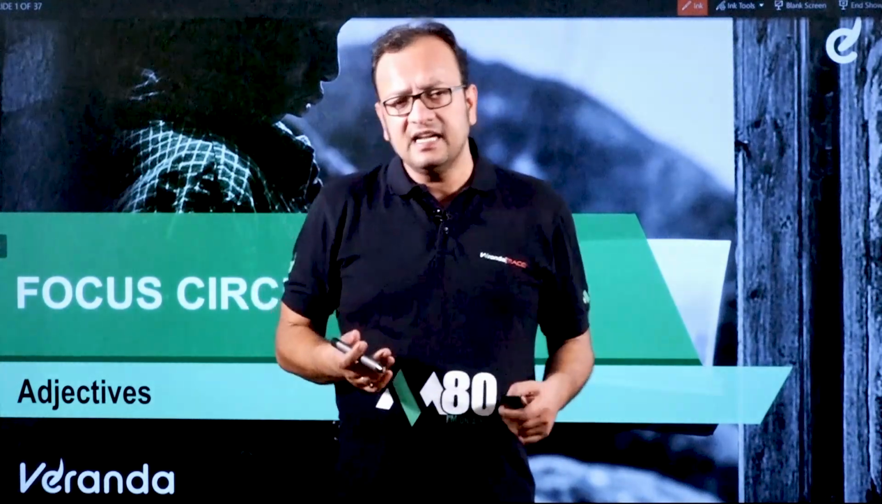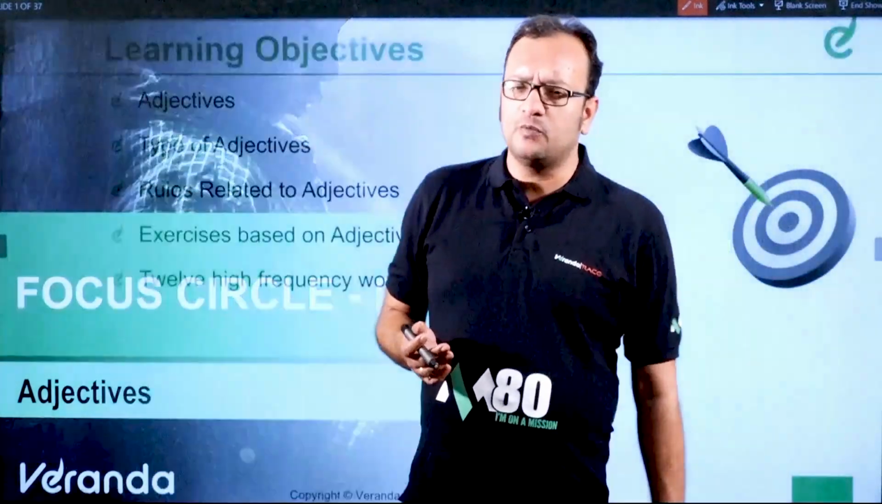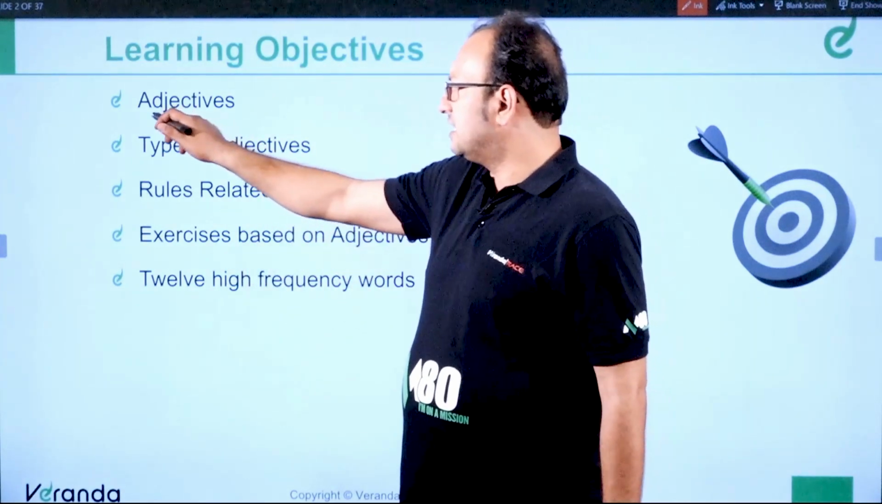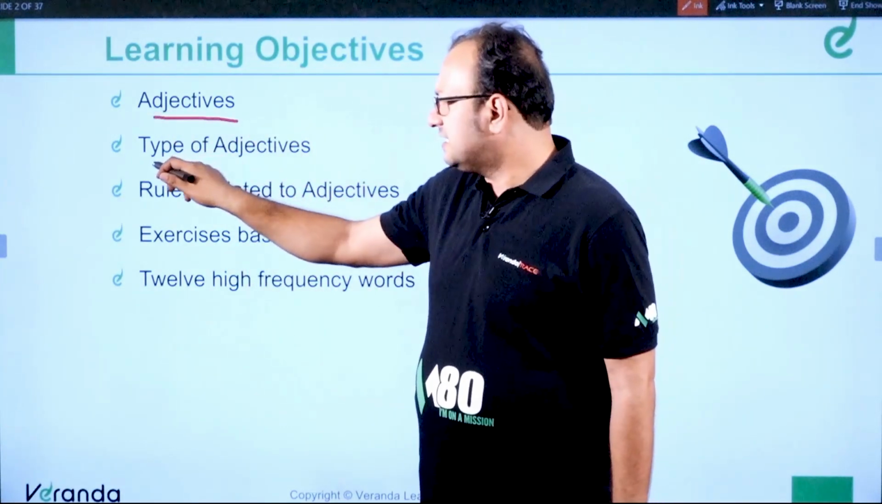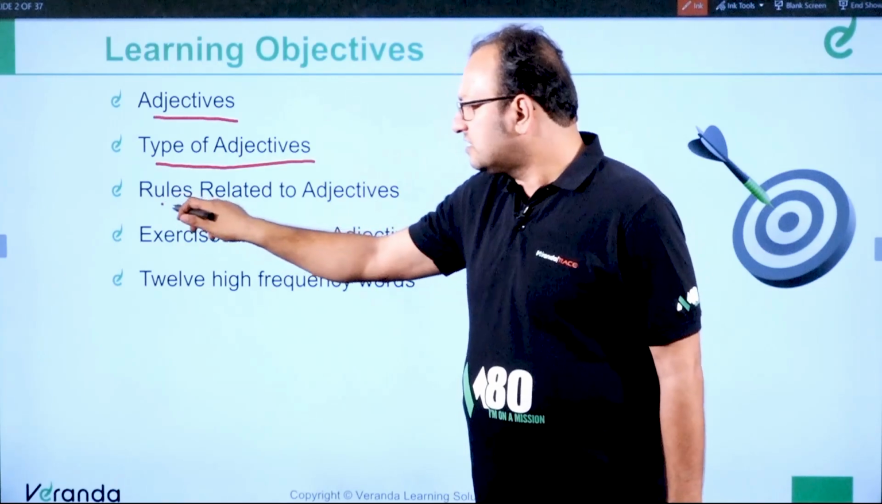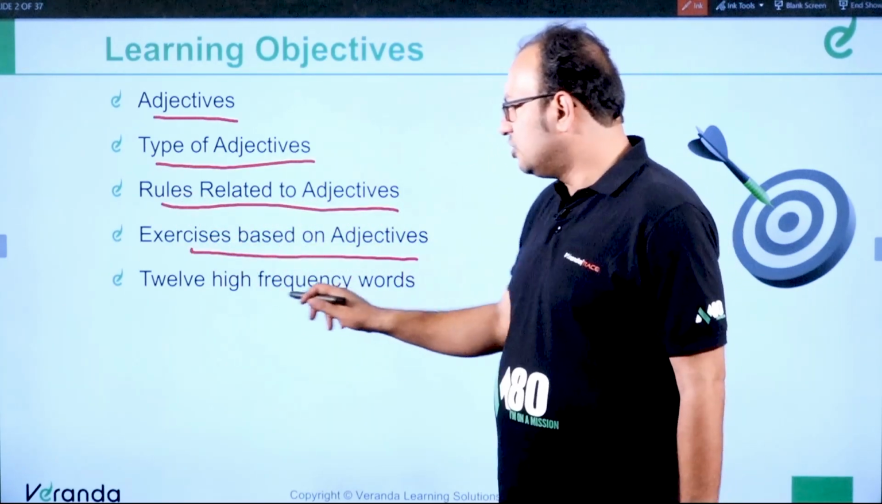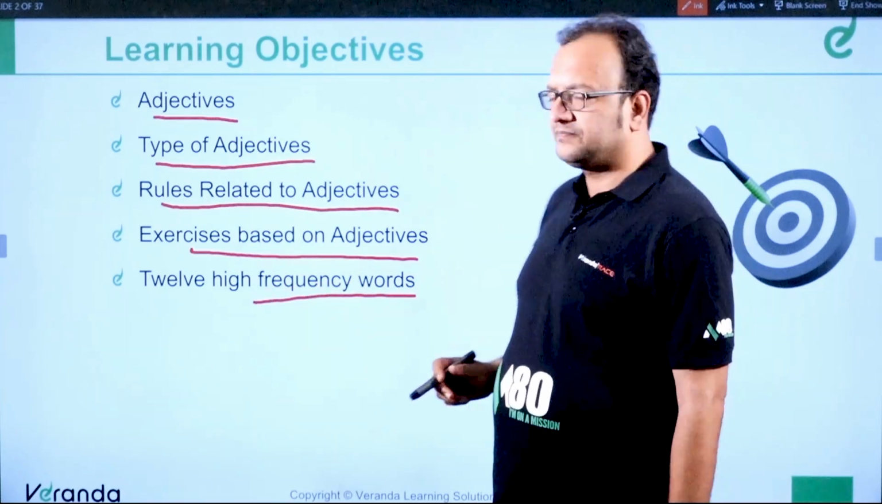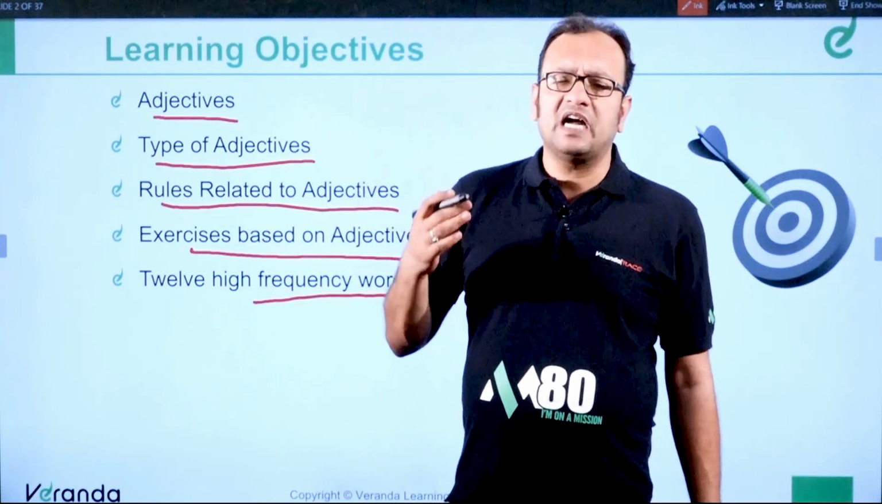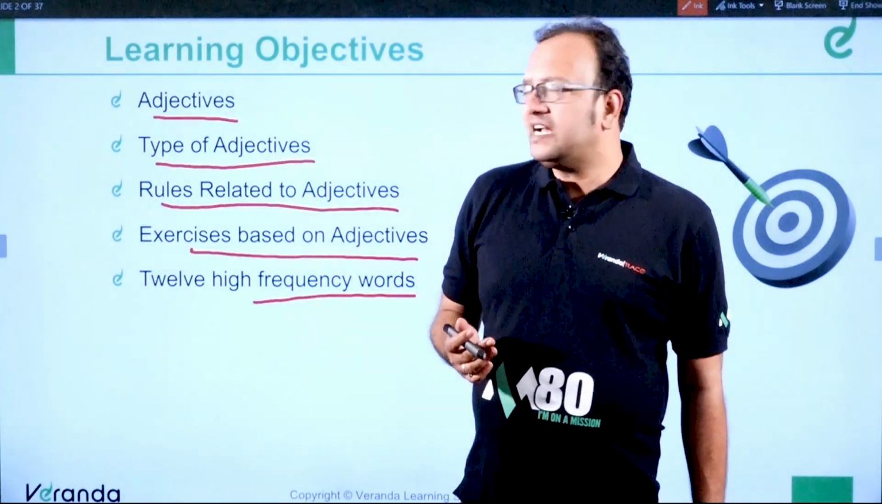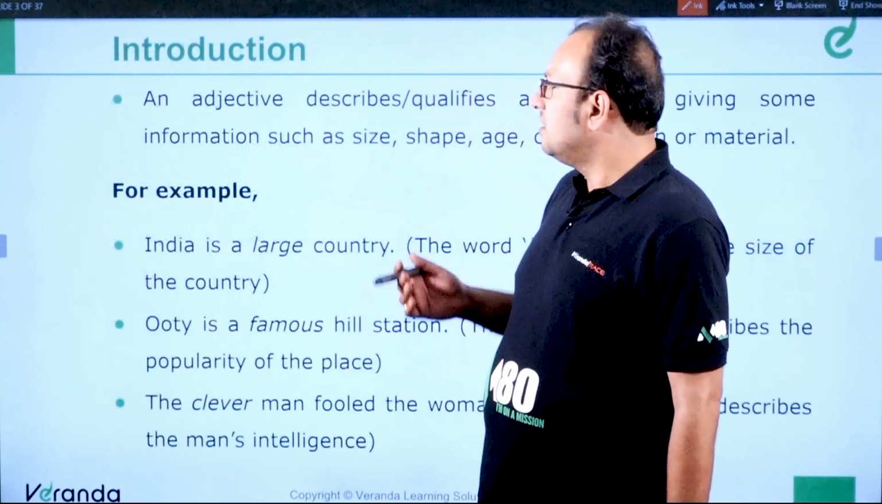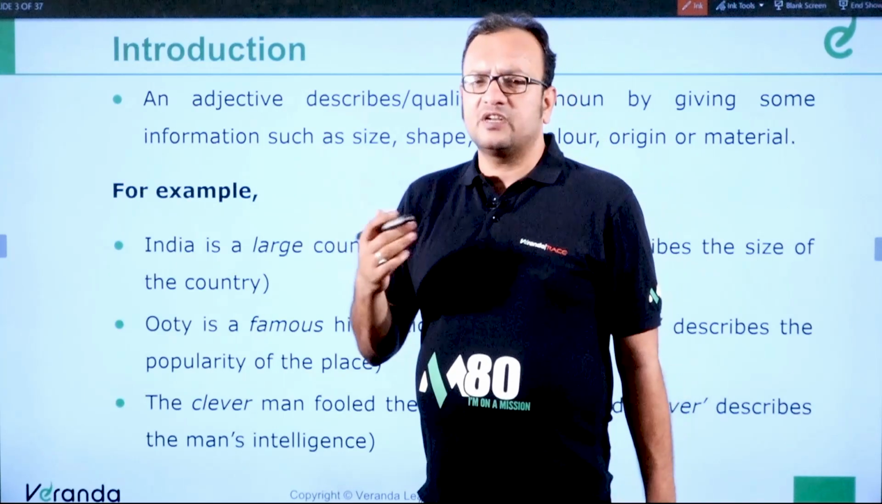So let us move ahead and understand what our learning objectives for today are. Today we are going to study adjectives, types of adjectives, rules related to adjectives, exercises based on adjectives, and 12 high frequency words. We are going to learn 12 high frequency words. So let us move ahead and see what an adjective is. That's the introduction of adjective.